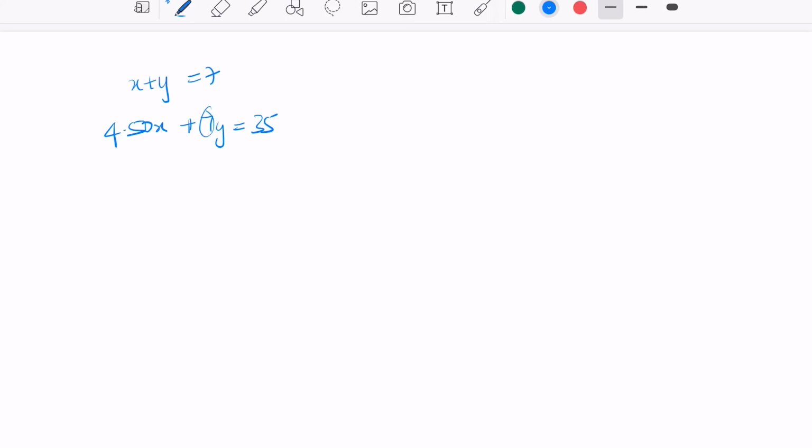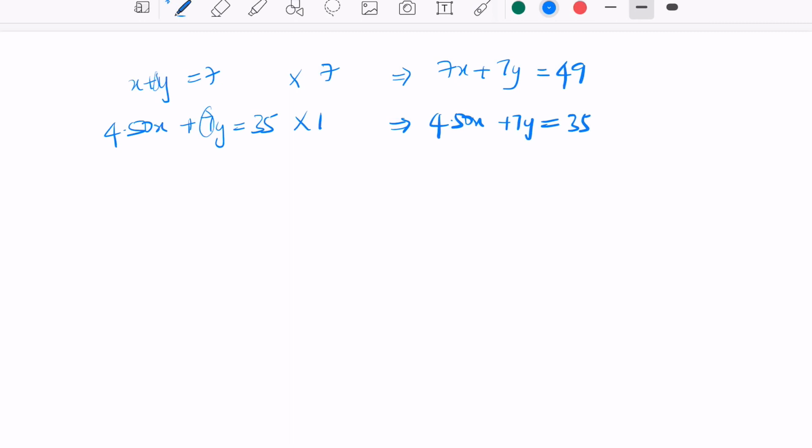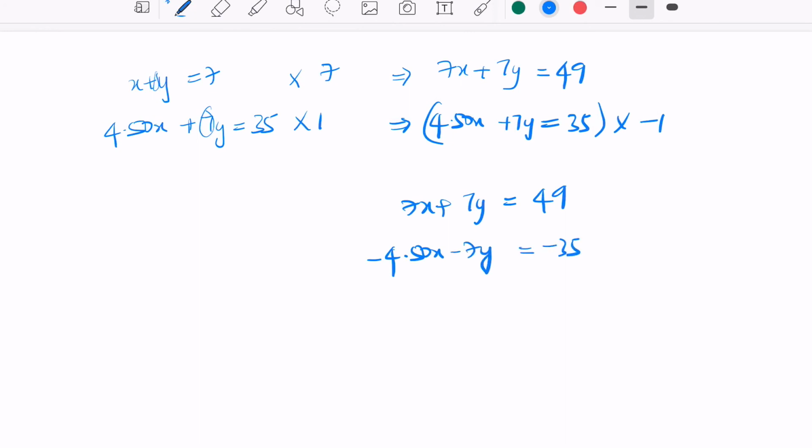So we have Y here. Here the coefficient is 1 and here it is 7. So multiply the first equation with 7 and the second with 1. So that becomes 7X plus 7Y equals 49, and this becomes 4.50X plus 7Y equals 35. So multiply the second equation with negative 1. So you get 7X plus 7Y equals 49 and negative 4.50X minus 7Y equals negative 35.